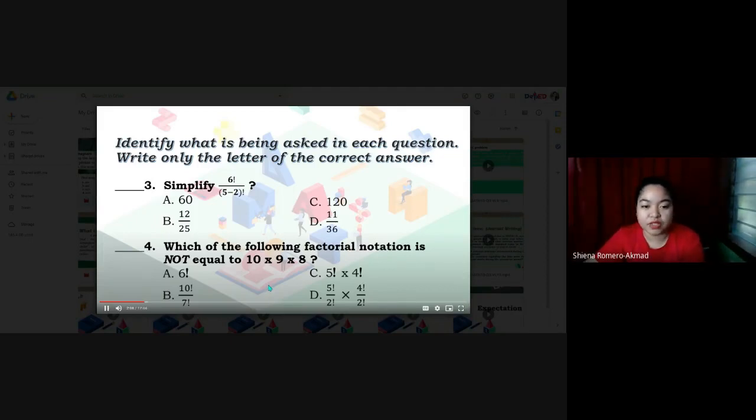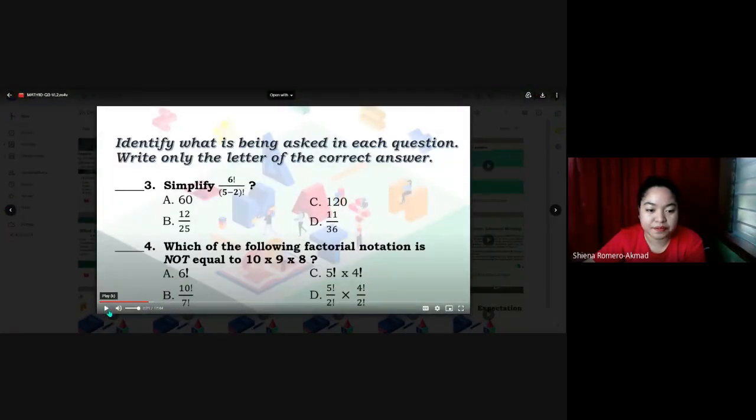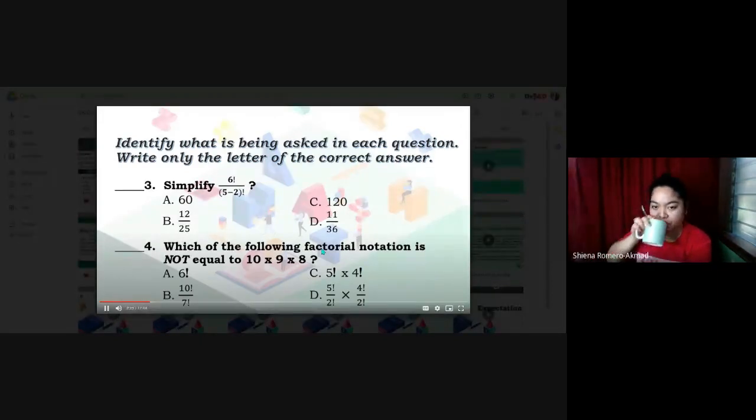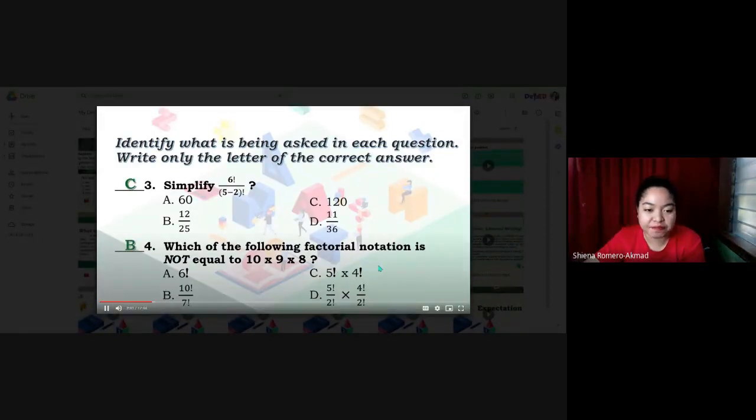A, 10 factorial divided by 7 factorial. C, 5 factorial times 4 factorial. D, 5 factorial over 2 factorial times 4 factorial. The answer is letter C for number 3. And for number 4, letter B.